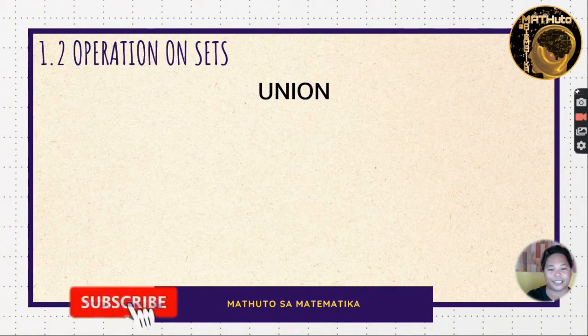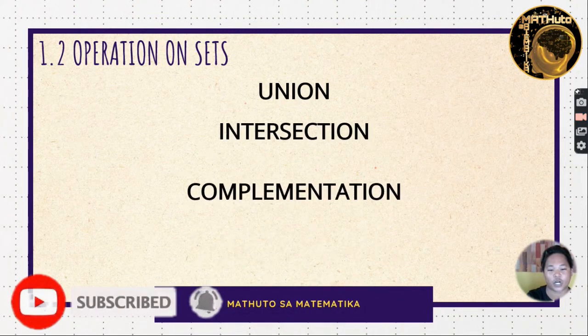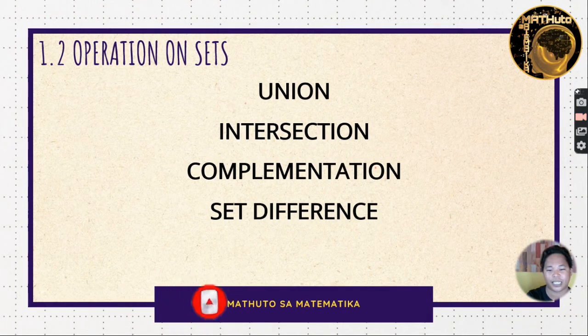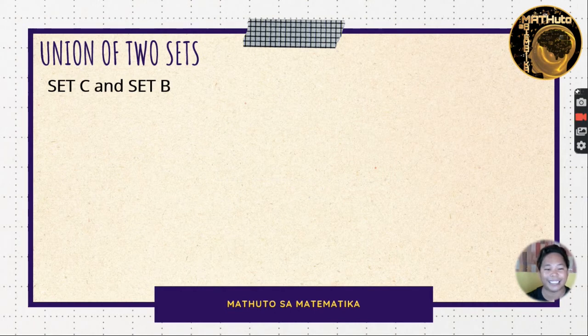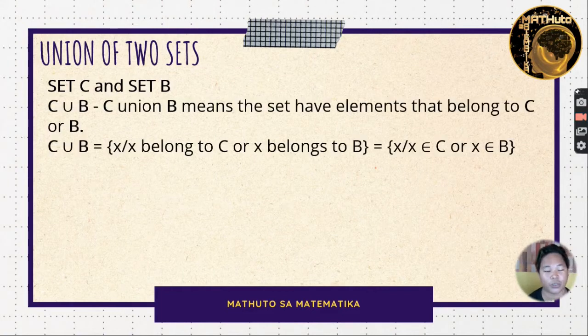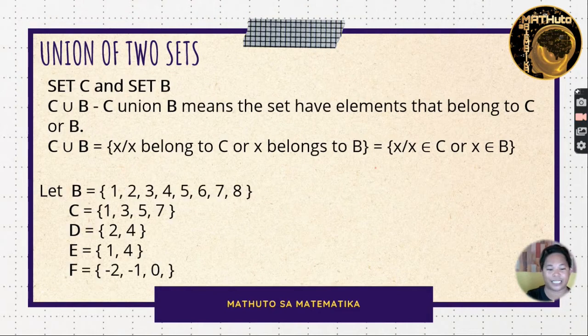Let's have the operations on sets. So, union, intersection, complementation, set difference, and Cartesian product. So, set C and set B. So, if we have two sets, C and B, so if we're going to perform the union of sets, the symbol for union is U. C union B means that the set has elements that belong to C or B. Or in other description, yun po yung ating union of two sets.